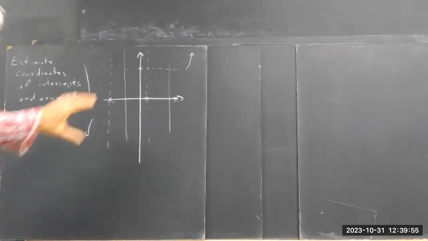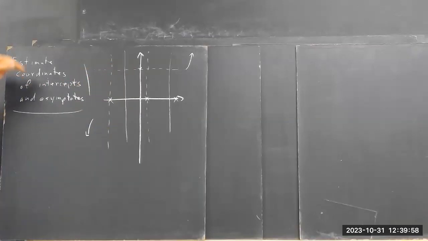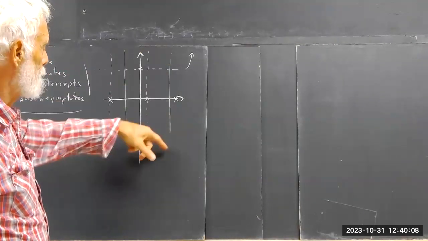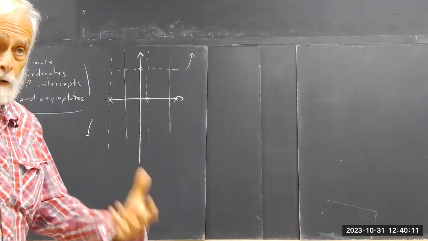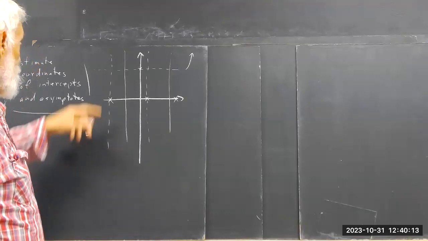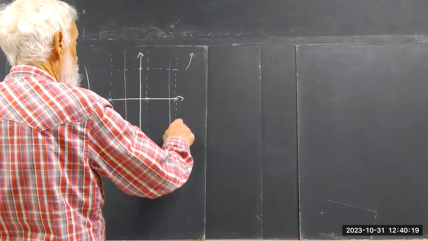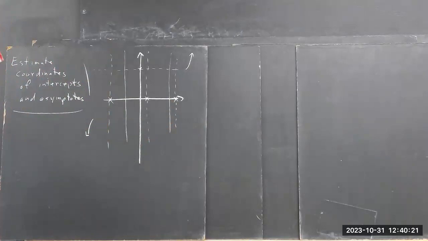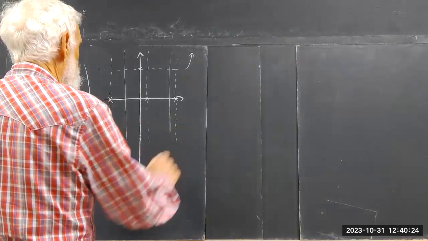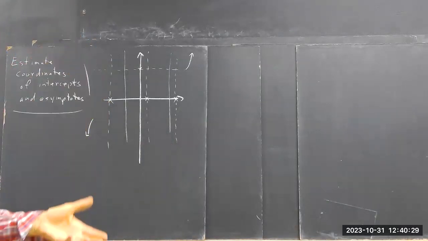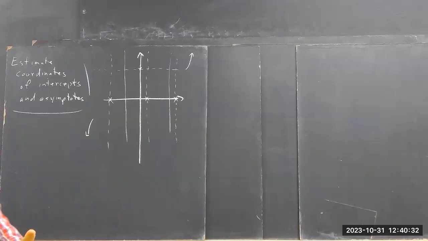Okay, now the picture was given. Ask it to estimate the coordinates of the intercepts and the asymptotes. What we did last time, we should understand that the light solid vertical lines are vertical asymptotes. And the dotted lines just indicate the x values of the intercepts, okay?